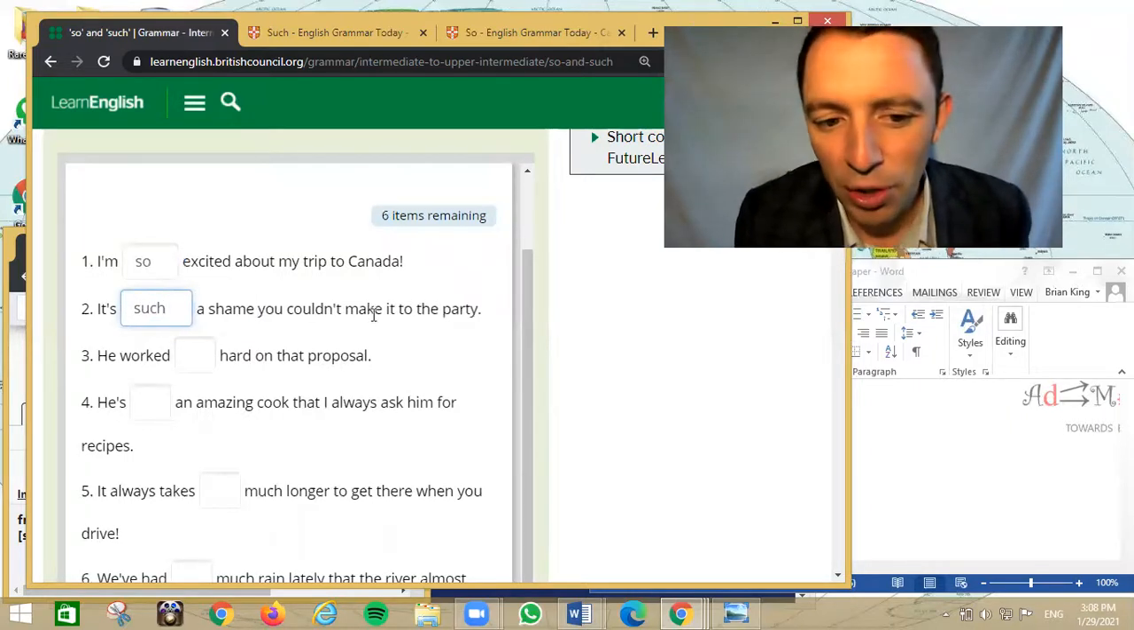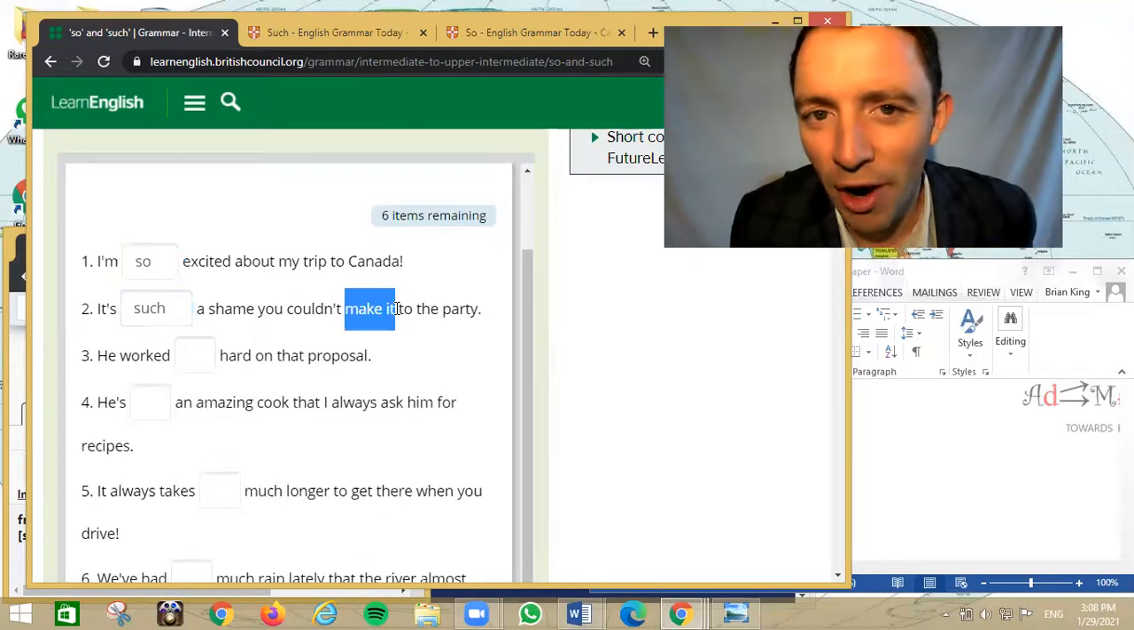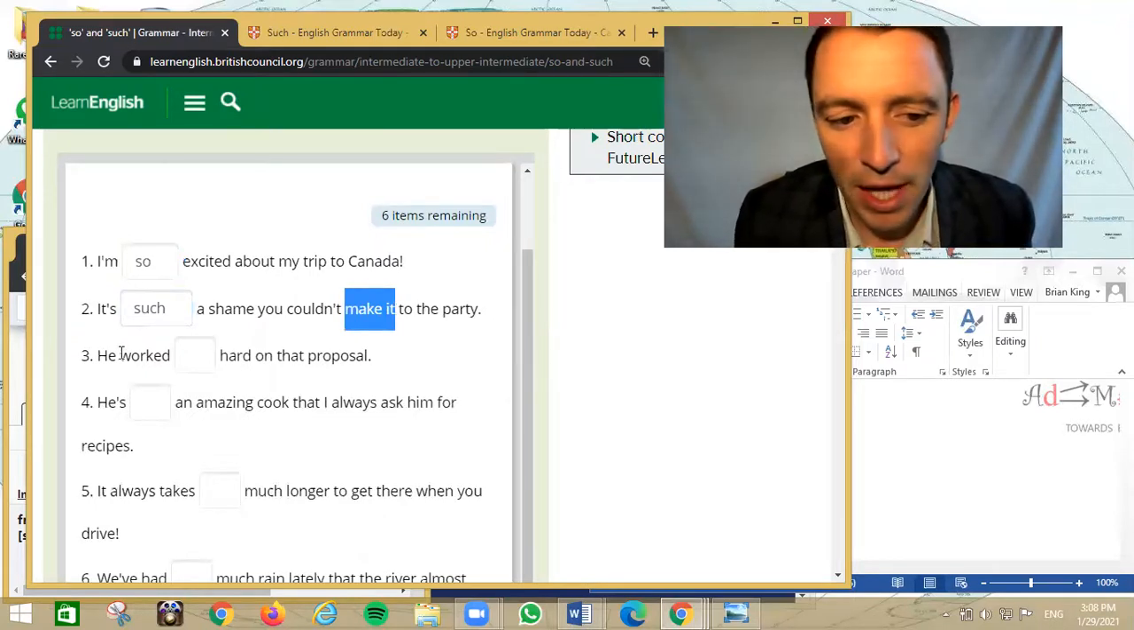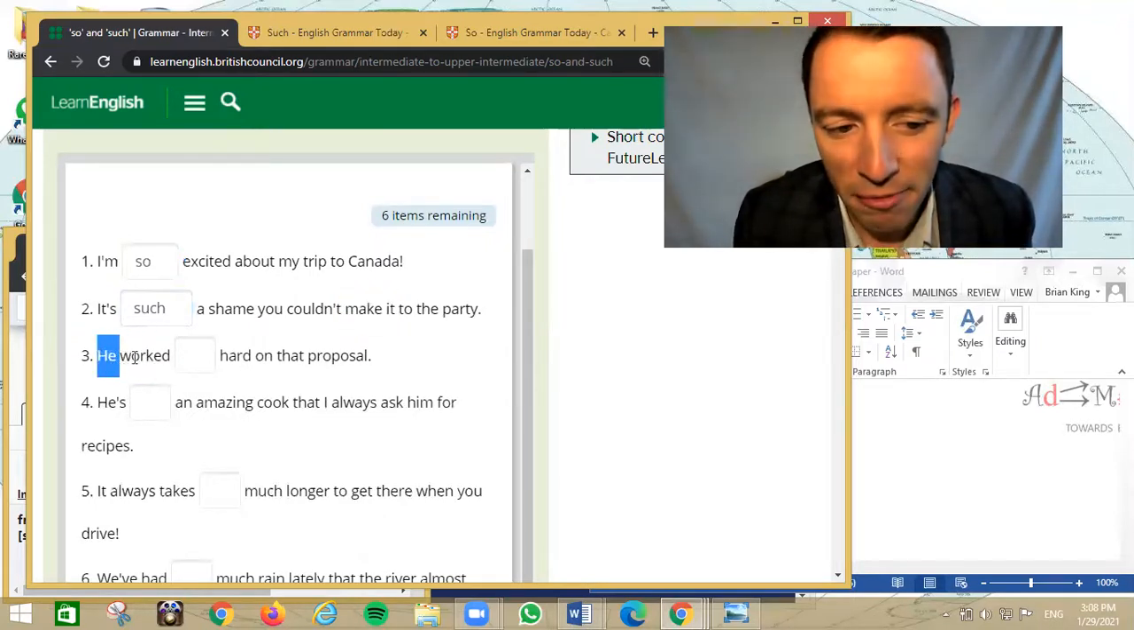"It's such a shame you could not make it," you could not arrive, you could not come to the party. "He worked": subject, verb, past simple. Okay, subject, verb, past simple.